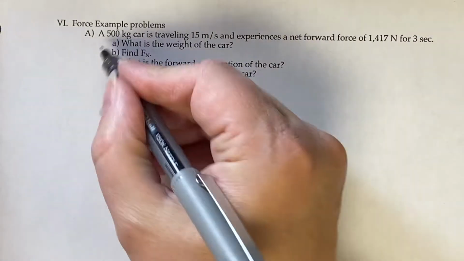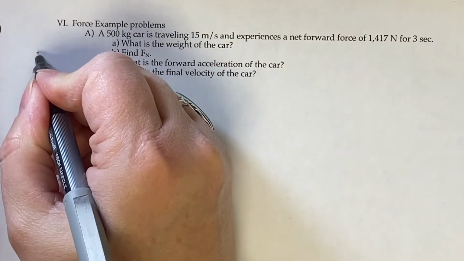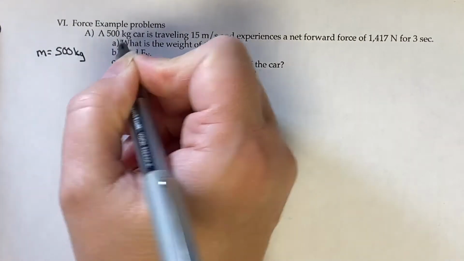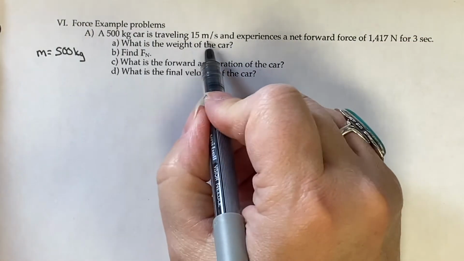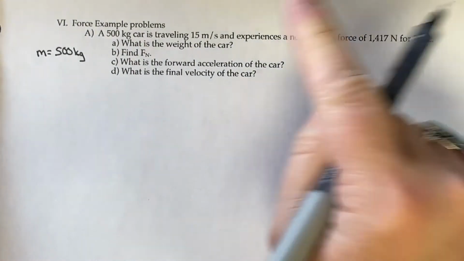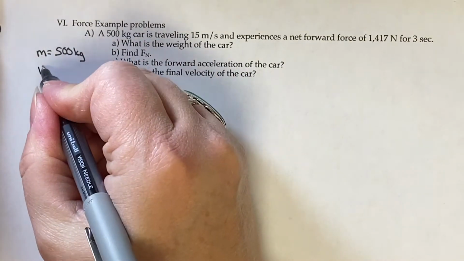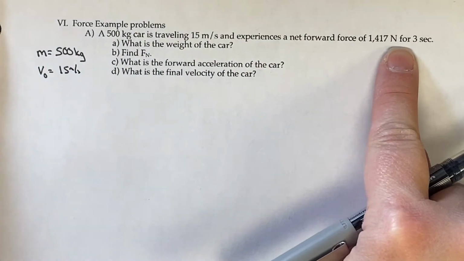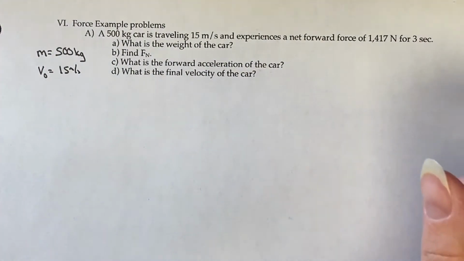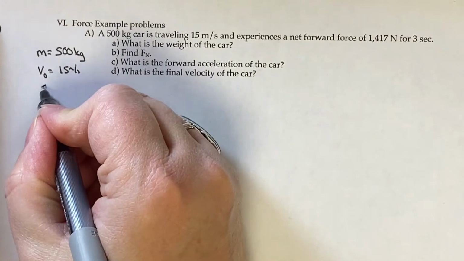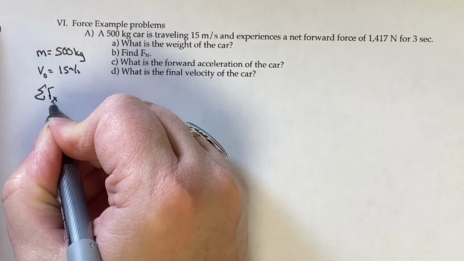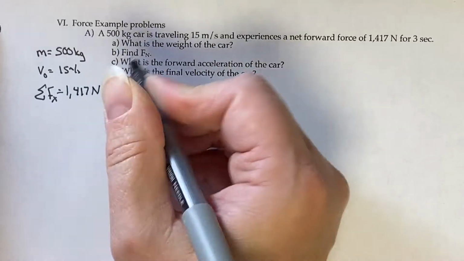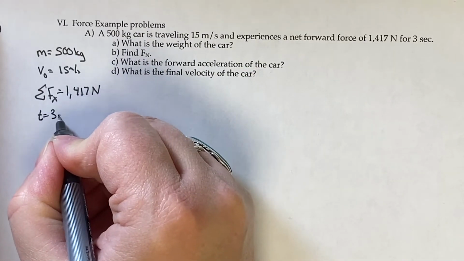So in our givens, I see a mass of 500 kilograms. Kilograms are always mass and newtons are always force. It's traveling at this speed and experiences a net forward force. So this would be my V original, 15 meters per second. And this is the net force. The net force is a combination of all the forces. It's not an individual force. So the net force in the x direction is 1,417 newtons. Time here is 3 seconds.